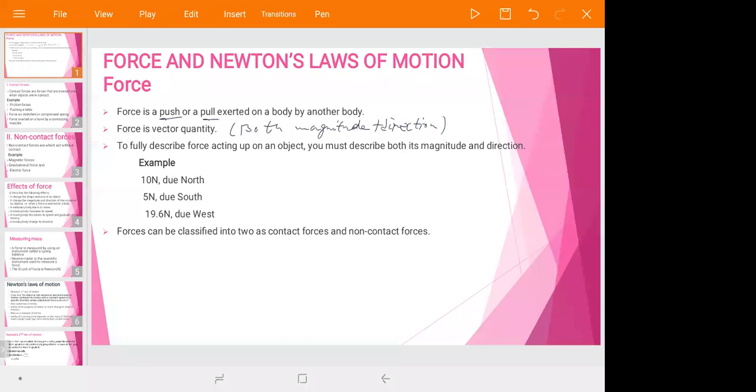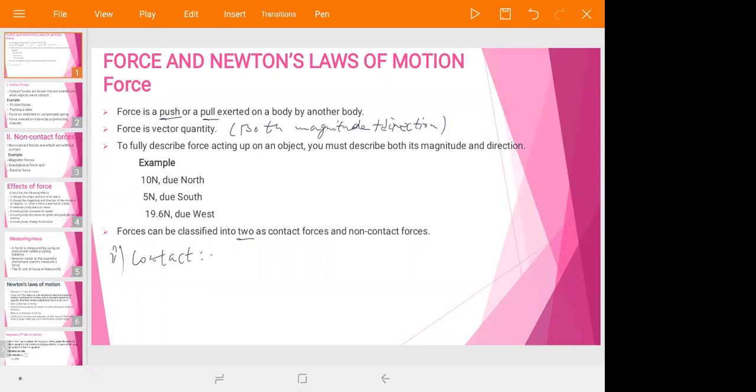We can classify forces into two: contact and non-contact forces. Do you know what a contact force is? Contact forces are forces exerted when two objects are in touch or in contact. For example, if you push a table downward, you apply a type of force. What type of force? A contact force.